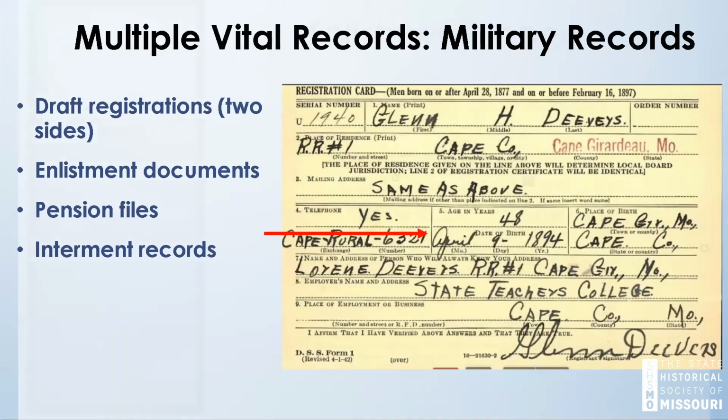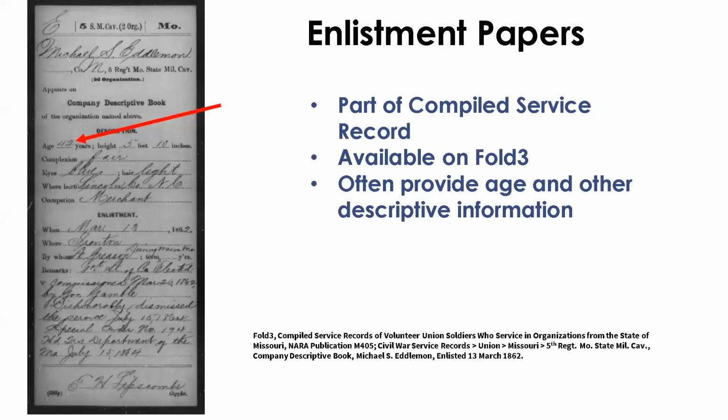Here is an enlistment paper from Fold3. Gives the person's age. One time I was giving a program on finding Civil War records, and on Fold3. And I said at the end, it was a small audience, anybody want me to look anybody up? And a lady said, well, I've had this ancestor that I know served in this unit, and I just haven't seen his service record.